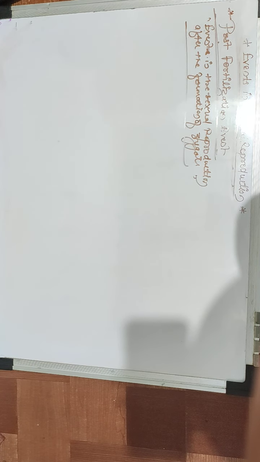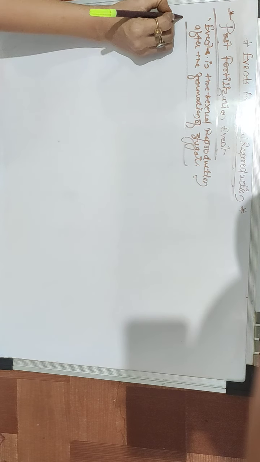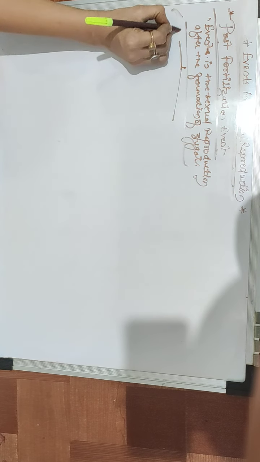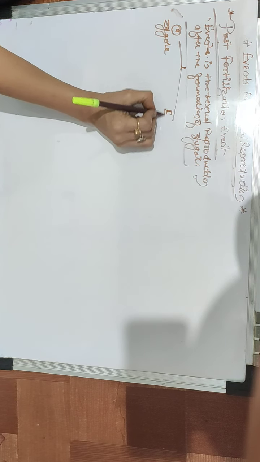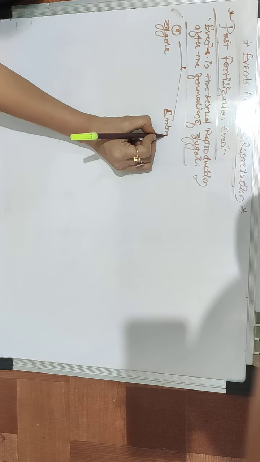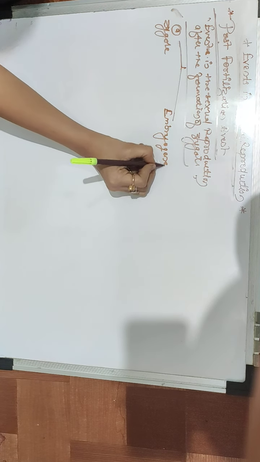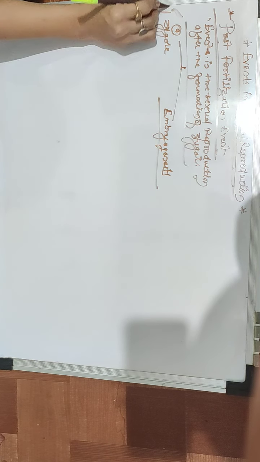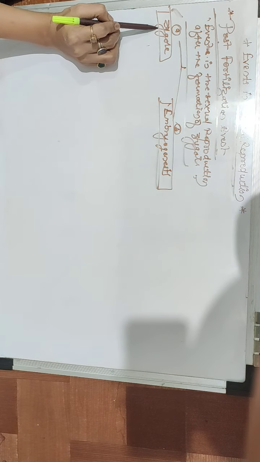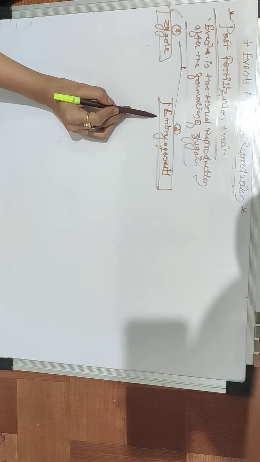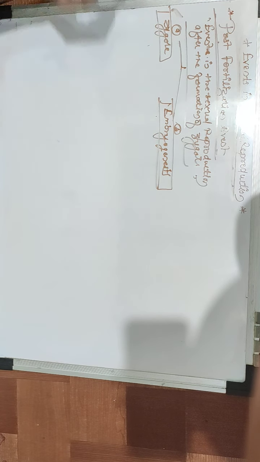Here there are two steps. First, formation of the zygote, and second, embryogenesis. These two steps occur in the post-fertilization event: formation of a zygote, and second, embryogenesis. So first, let's see the formation of the zygote.